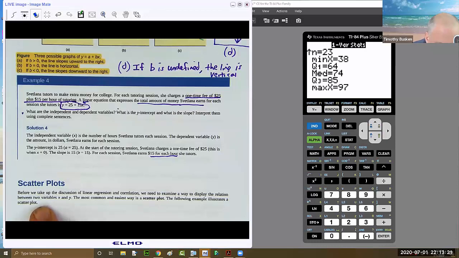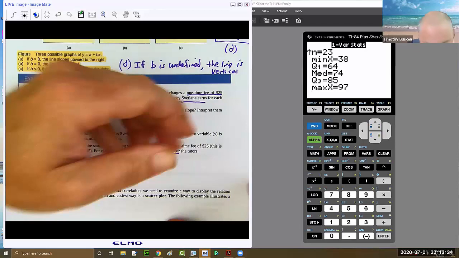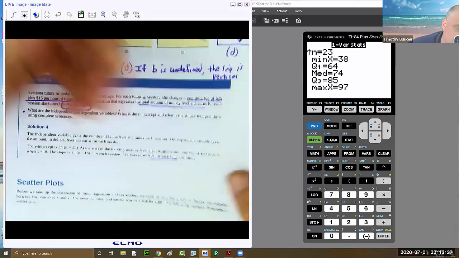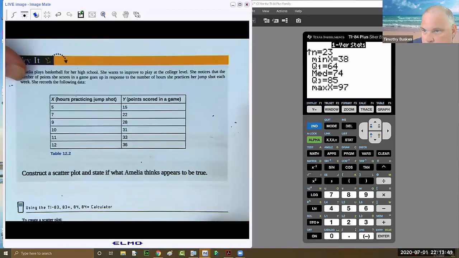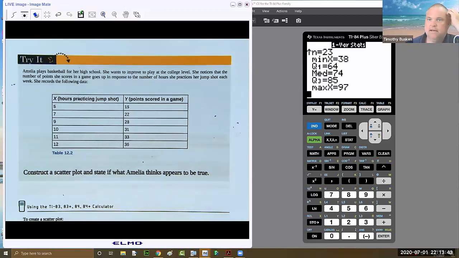It's a type of graph that you can use to describe bivariate data. Before we take up the discussion of linear regression and correlation, we're going to graph a scatter plot. So take a look at this next example here. I got these examples out of the OpenStax free textbook for Intro to Stats. Here's our example.